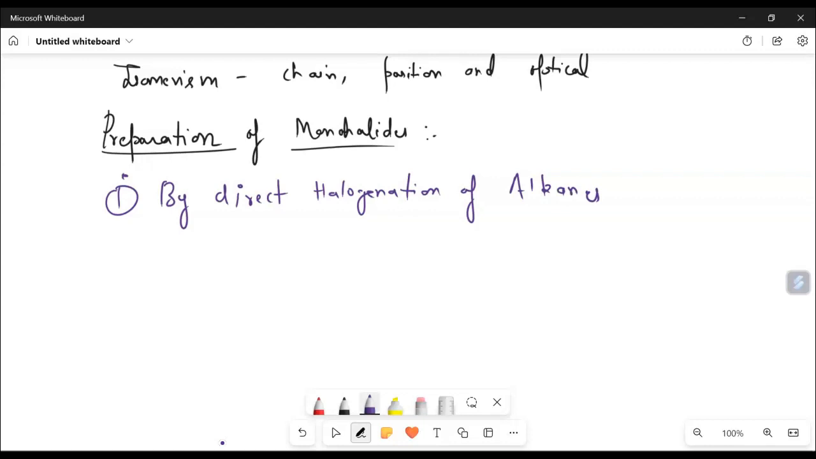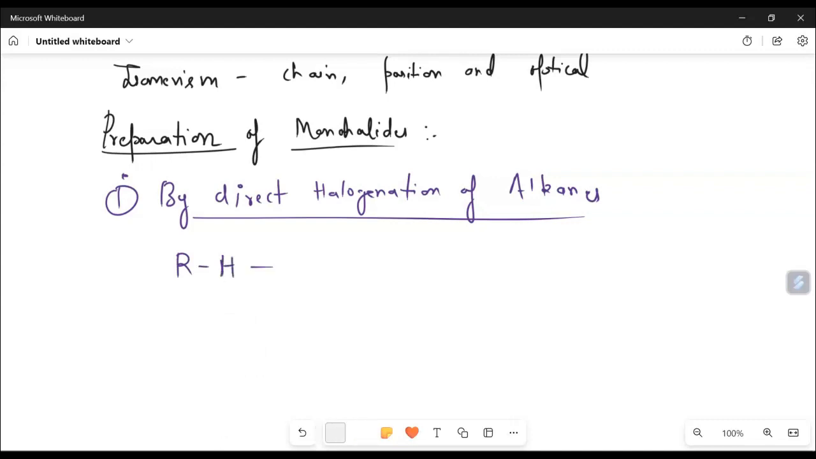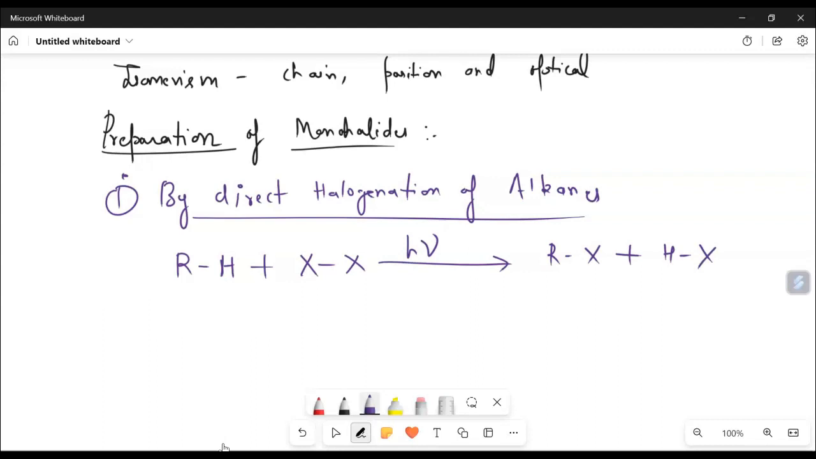So you have read this already in alkane. How it is done? Rx, this is your alkane RH added with X2, in the presence of h nu, it will substitute and it will form HX. The example would be, you can write down the example also.